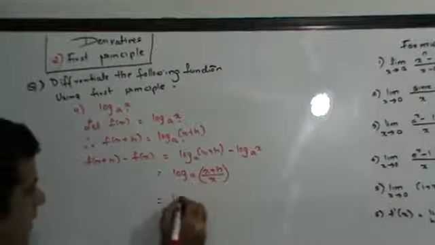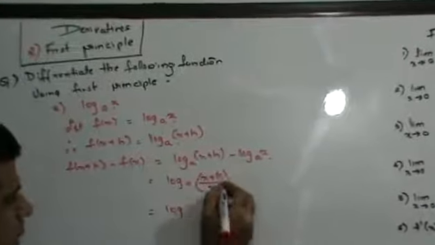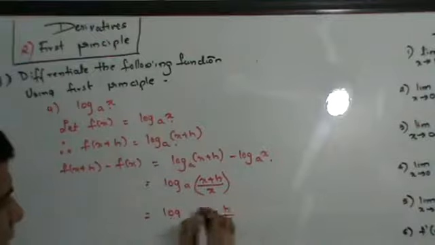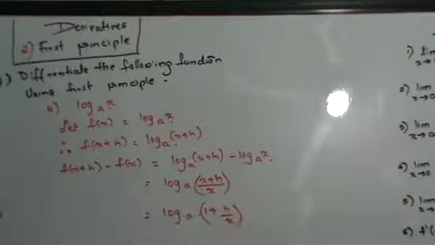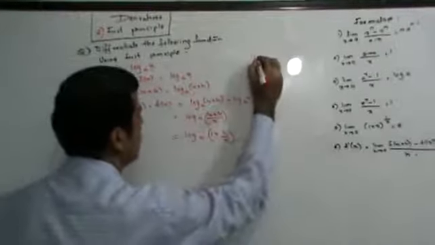This can be written as, split the numerator. So x upon x will give you 1, h upon x, to the base a. Use the change of base rule. What is the change of base rule? It's used in logarithm.